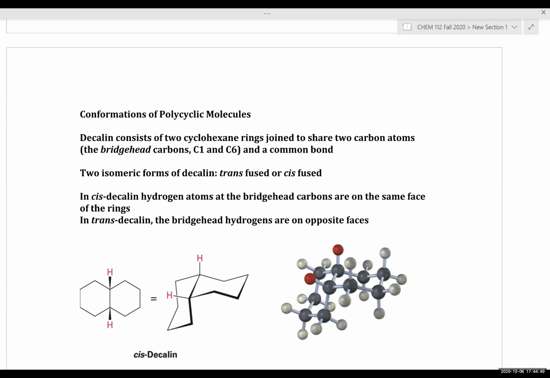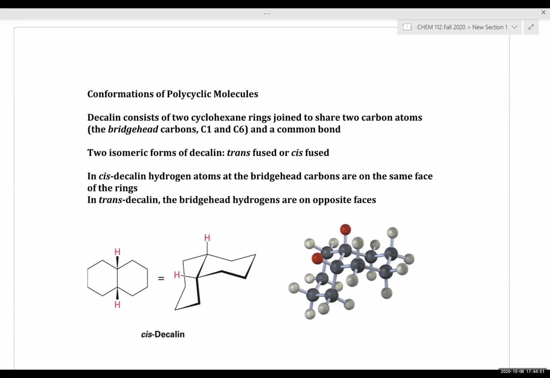And let's discuss the conformations of polycyclic molecules. So, the most obvious extension of our analysis of cyclohexane systems would be to look at the decalin system, which consists of two cyclohexane rings joined to share two carbon atoms. These are known as bridgehead carbons, carbon 1 and 6. So these two carbons are known as bridgehead carbons.